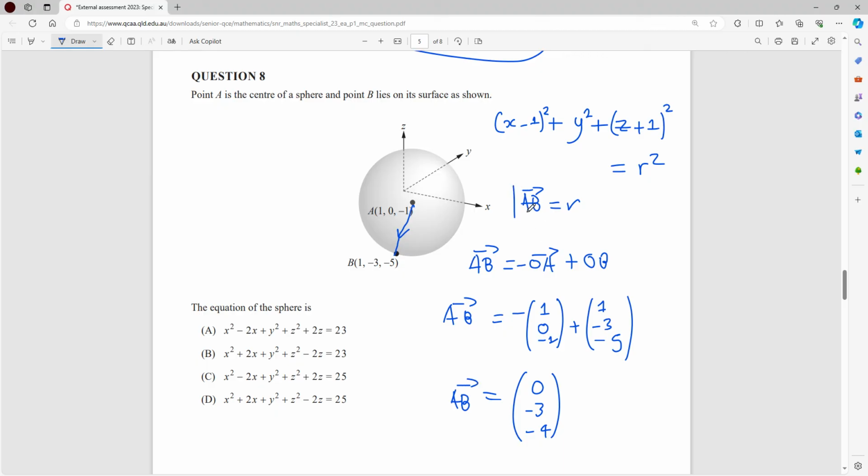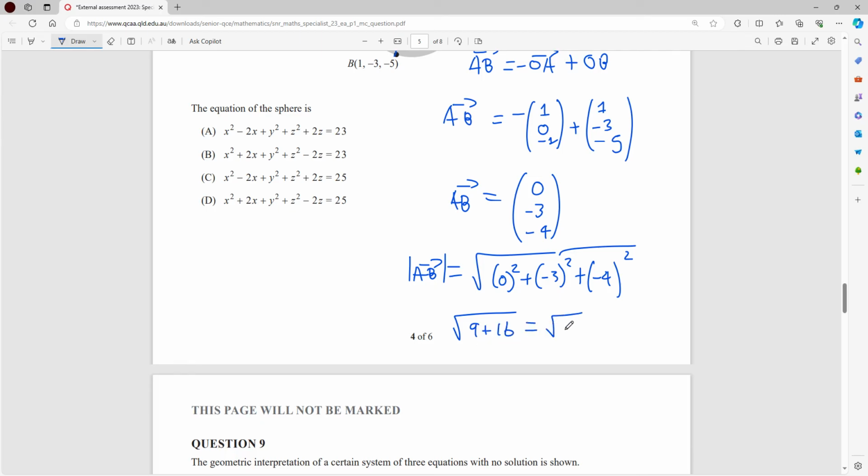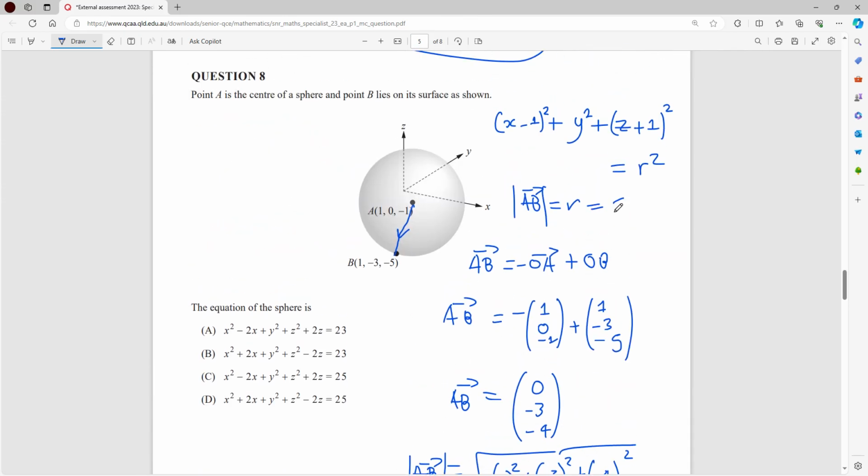So the radius is the length of A to B. So you have to find the length of this vector. So A to B is going to be the square root of 0 squared plus (-3) squared plus (-4) squared. So this is going to give you the square root of 9 plus 16. So it's going to give you the square root of 25. So it's going to be 5. Okay, so your radius is 5. So r is 5. Therefore r squared is 25.